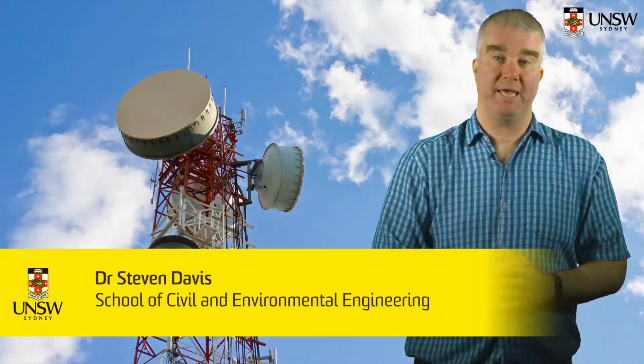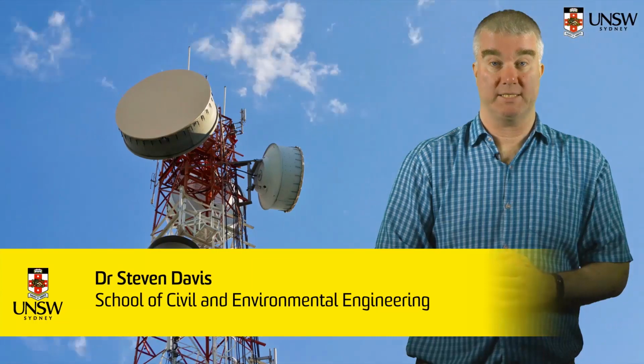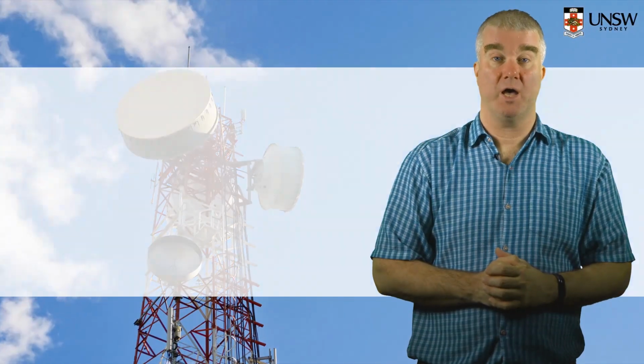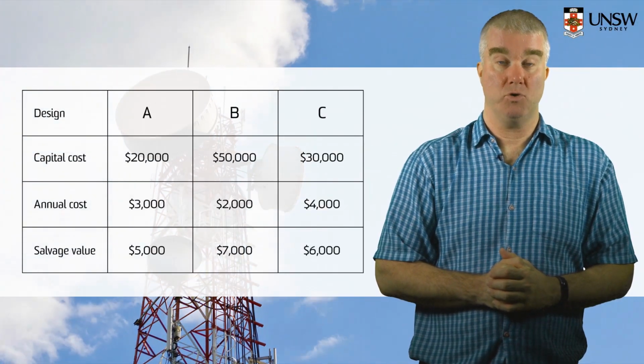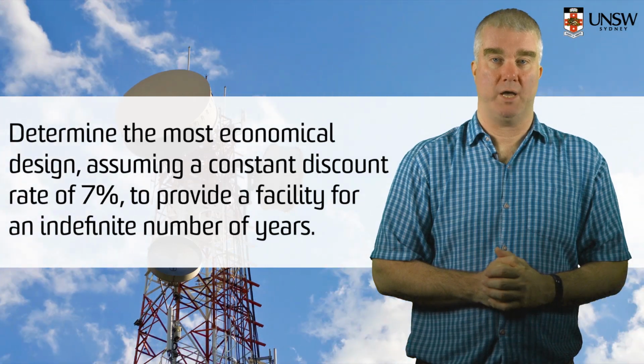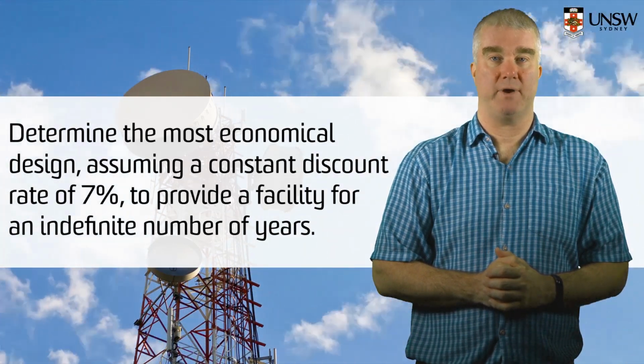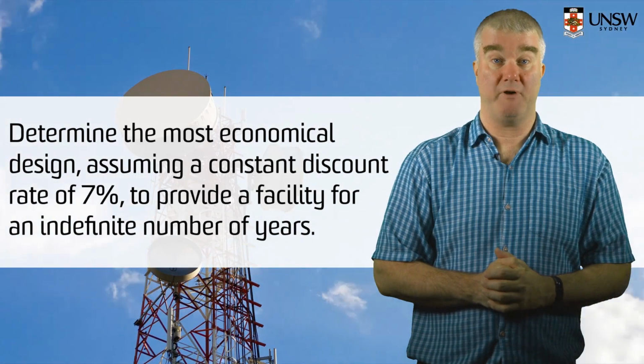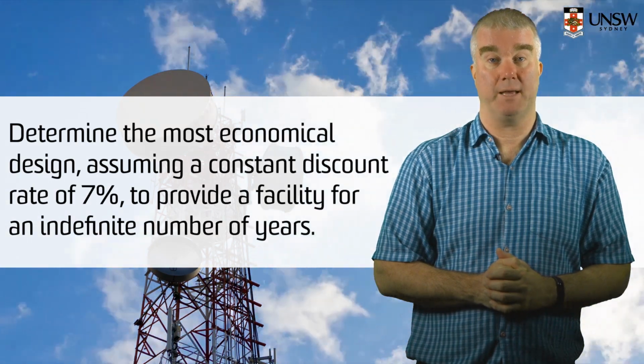3 designs are being considered for a radio broadcast tower. For each design, the capital cost, annual running cost, and salvage value are displayed here. Determine the most economical design, assuming a constant discount rate of 7%, to provide a facility for an indefinite number of years.